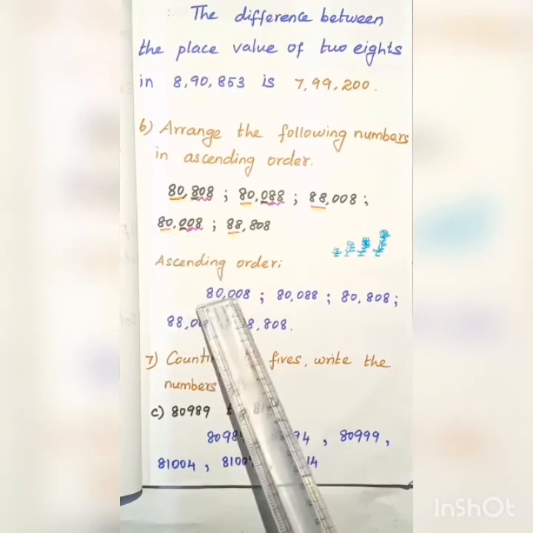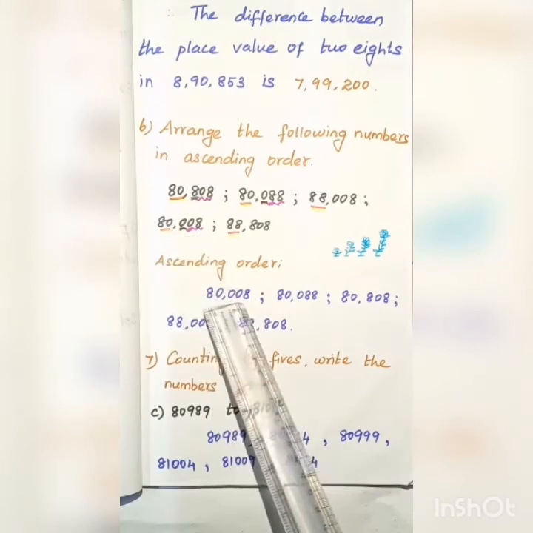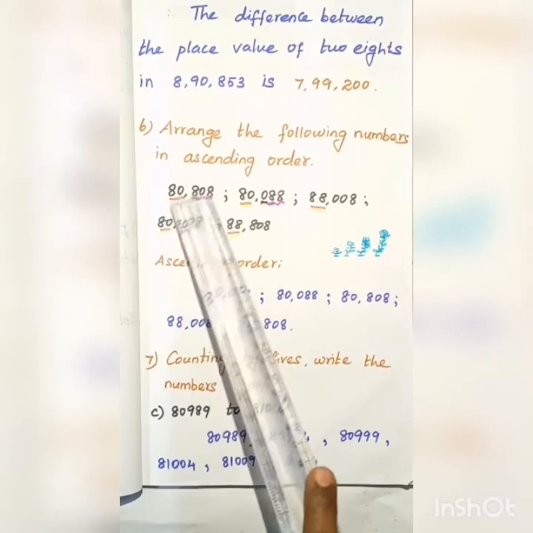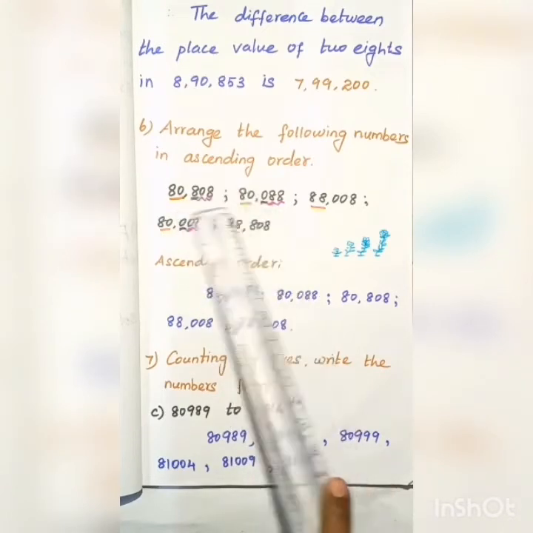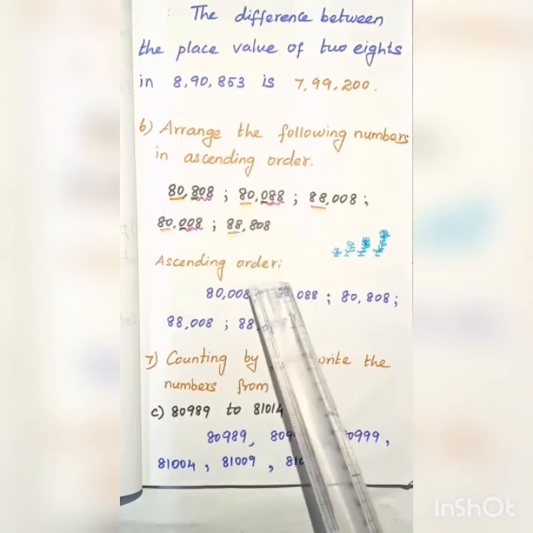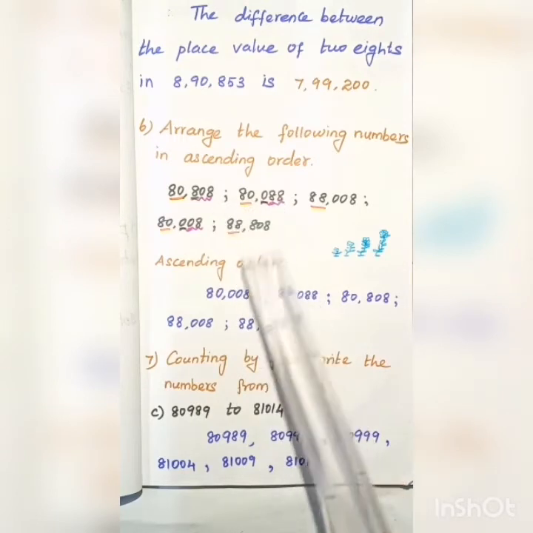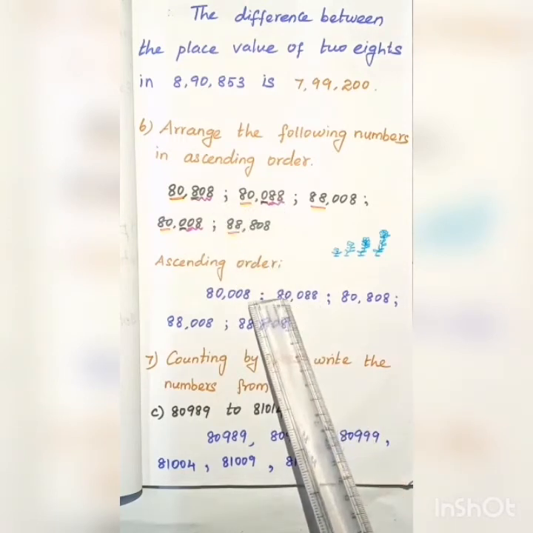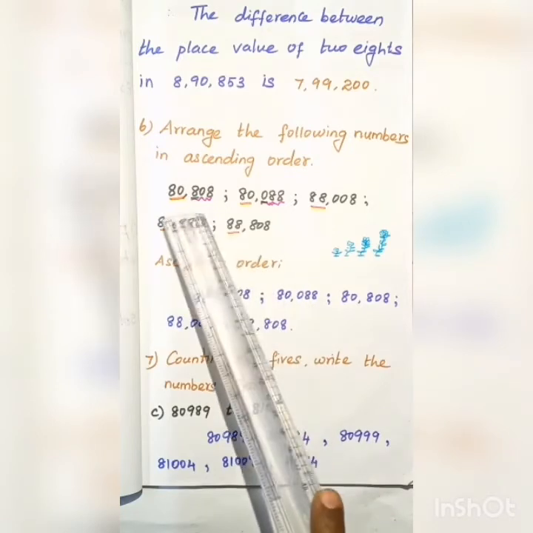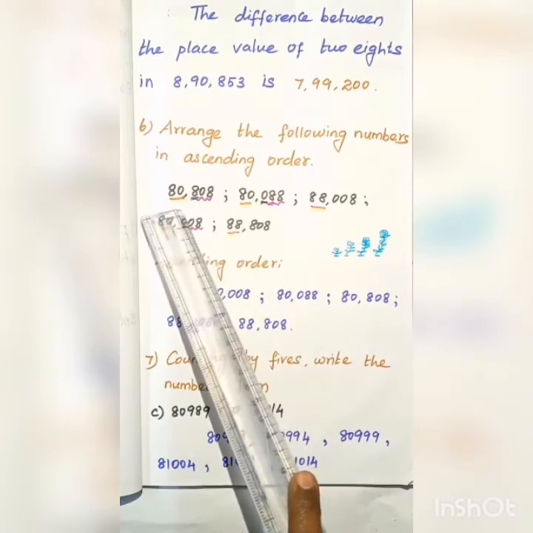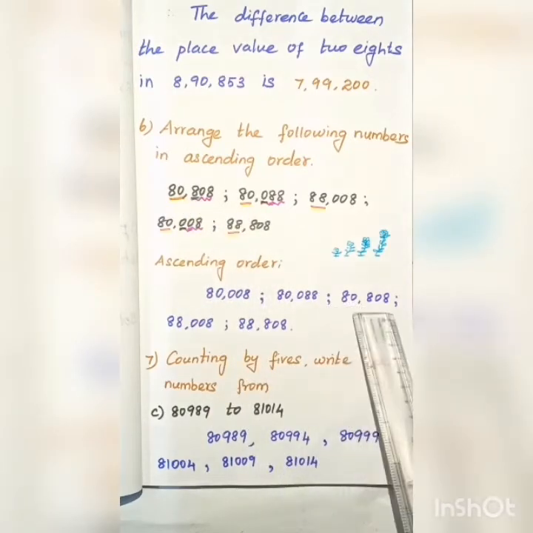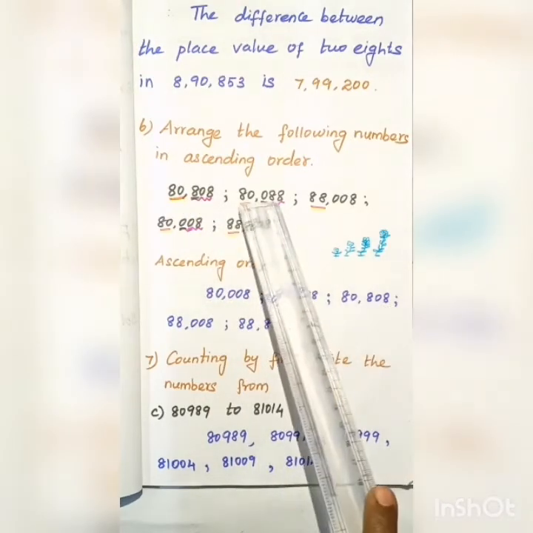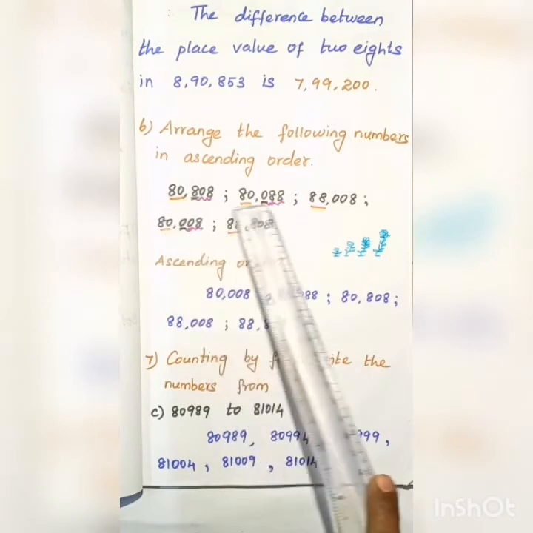So you first write 80,008. Apart from this, you have 808 and 88. Which is the smaller one? 88. So 80,088. You write 80,088. Next, the third one, absolutely 80,808. So you write 80,808. These three numbers are finished.